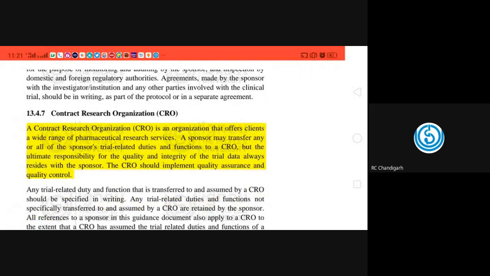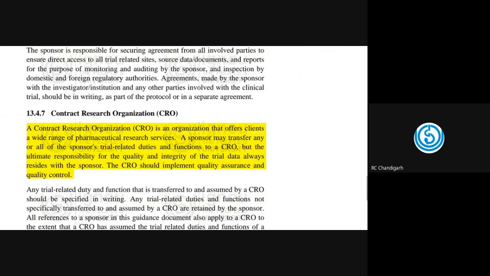Contract Research Organization. A contract research organization, CRO, is an organization that offers clients a wide range of pharmaceutical research services. A sponsor may transfer any or all of the sponsor's trial-related duties and functions to a CRO, but the ultimate responsibility for the quality and integrity of the trial data always resides with the sponsor. The CRO should implement quality assurance and quality control.